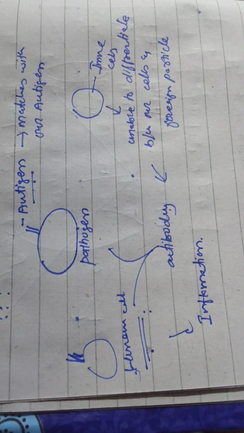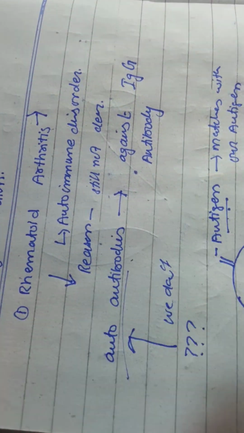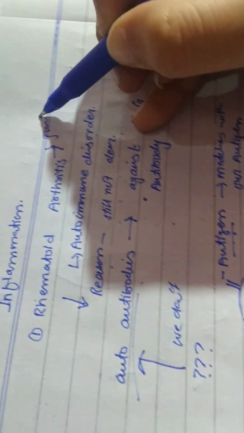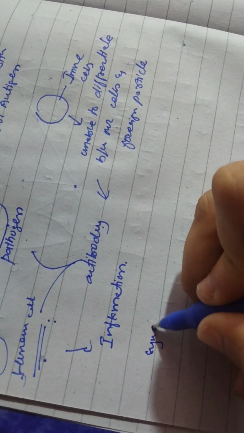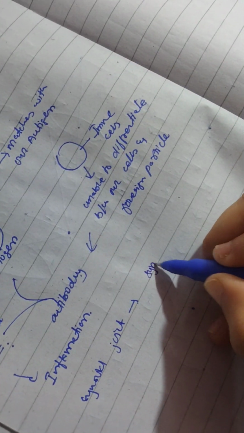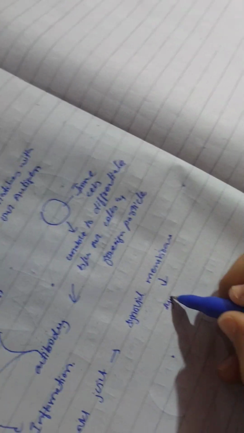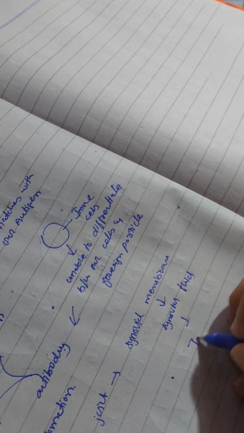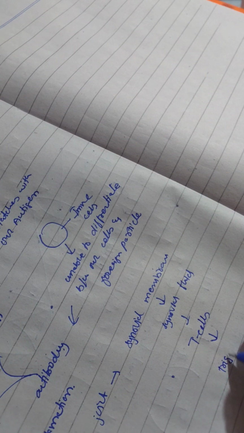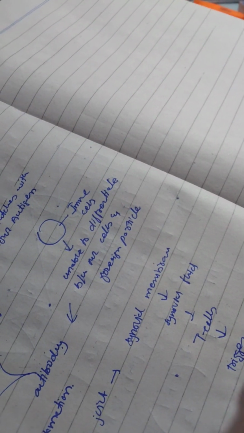inflammation. Basically, rheumatoid arthritis is arthritis of the synovial joint. It is joint inflammation, and it happens in the synovial joint. This is a synovial joint, which has a synovial membrane. This synovial membrane contains synovial fluid, and this synovial fluid has a large number of T cells, right? And these T cells trigger the cytokines, and these cytokines attract the WBCs, right?